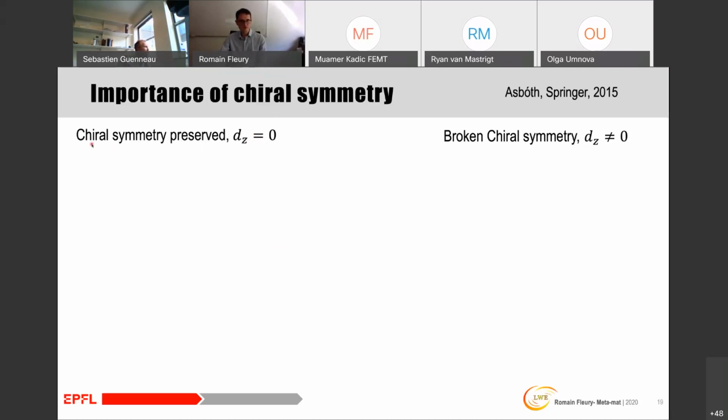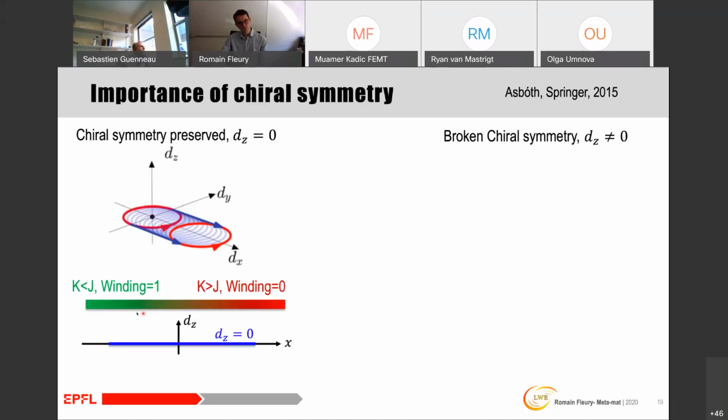Let's imagine you have a system where you have dz equals 0 everywhere. It means that to go from a winding number equal to 1, which is this situation, to a winding number equal to 0, since dz is always 0, I'm on that dx dy plane, so my circle has to slide on that plane, and necessarily to go from there to there, my circle has to cross the origin. There's no way around it. And when my circle crosses the origin, I close the band gap. So if I connect a system with winding equal to 1 to a winding equals 0 and dz is 0 everywhere, then necessarily in the middle, since I'm sliding this circle, I have to close the band gap. So I need to have an edge mode.